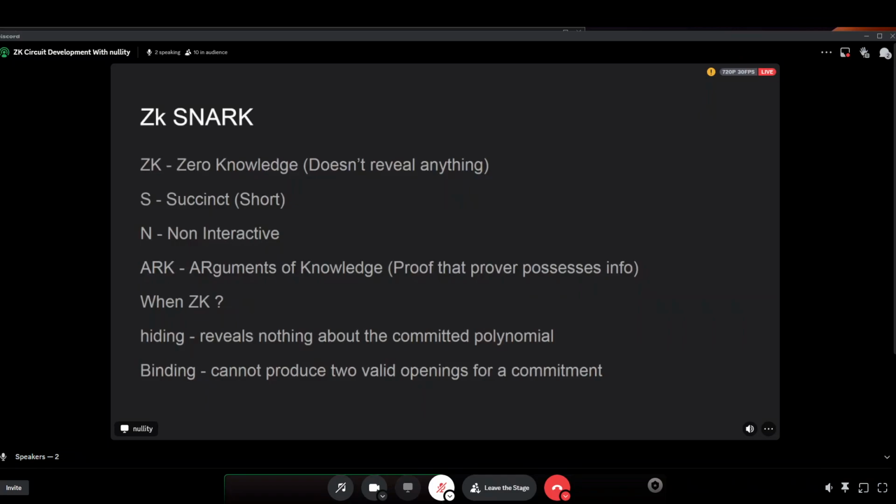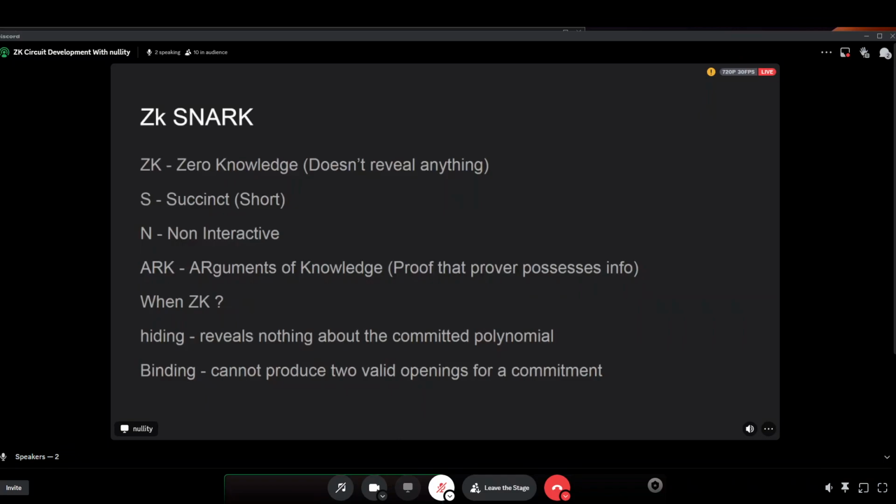And when does it become ZK? Zero knowledge. It becomes zero knowledge when we don't reveal anything about the commitments or the secrets. So to make it zero knowledge, the commitment scheme has to abide by two properties, which are hiding and binding. Hiding means that it reveals nothing about the committed polynomial, and binding means that there cannot be two polynomials which, when committed, produce the same commitment. Or when you open a commitment, there cannot be two valid openings.